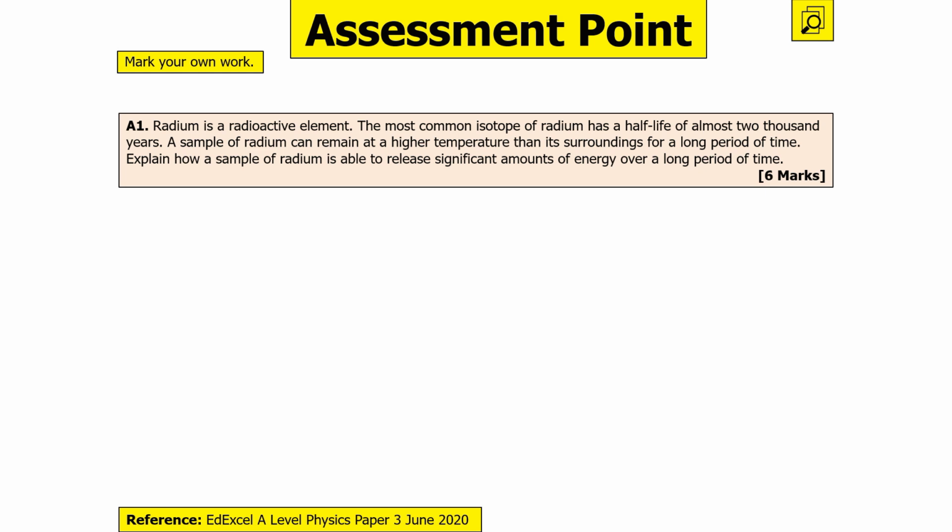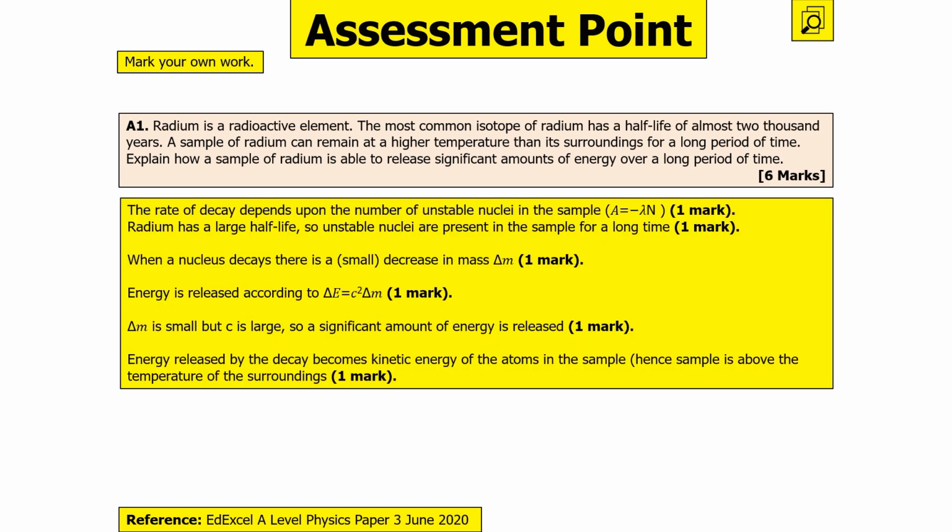Right, in this one, the rate of decay depends upon the number of unstable nuclei in the sample, because A equals minus decay constant times by N. Radium has a large half-life, so the unstable nuclei present are there for a long time. So when a nucleus decays, there's going to be a small decrease in the mass, and therefore when that happens, energy is released from the binding energy equation, E equals mc squared. Now, because the change in mass is small, c, 3 times 10 to the 8 squared, is still large, so a significant amount of energy is released.